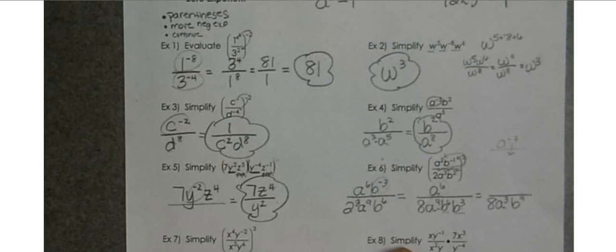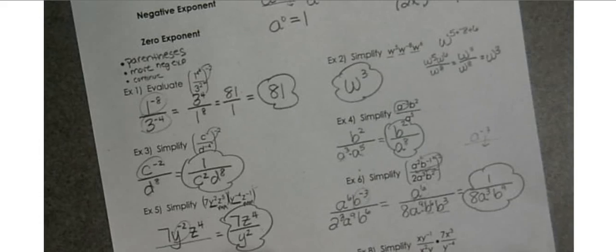Now this b to the 6th and b cubed, we can add those exponents together to get b to the 9th. Let's not forget about this 8, and then we have nothing left up top, so as a placeholder, we'll put 1.